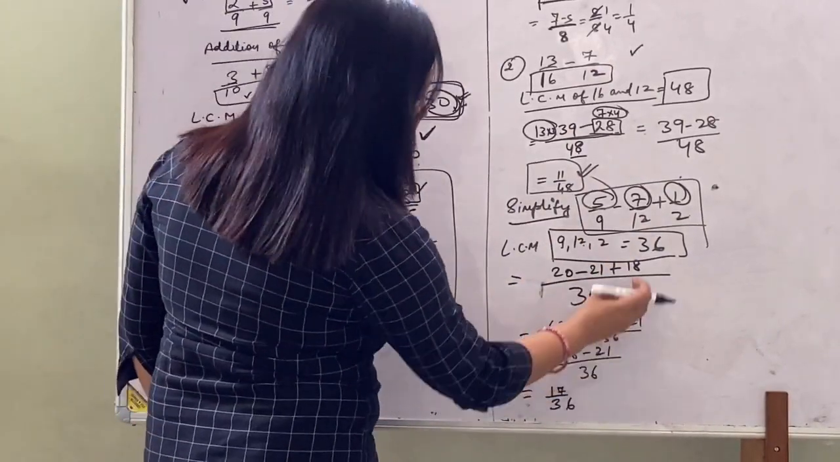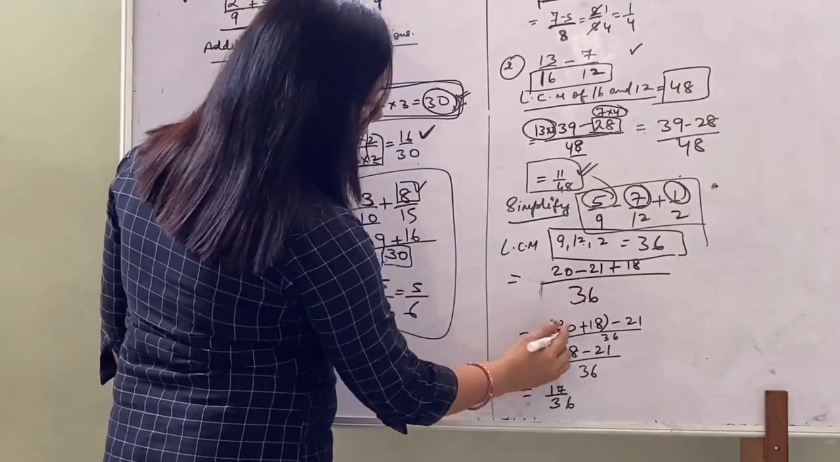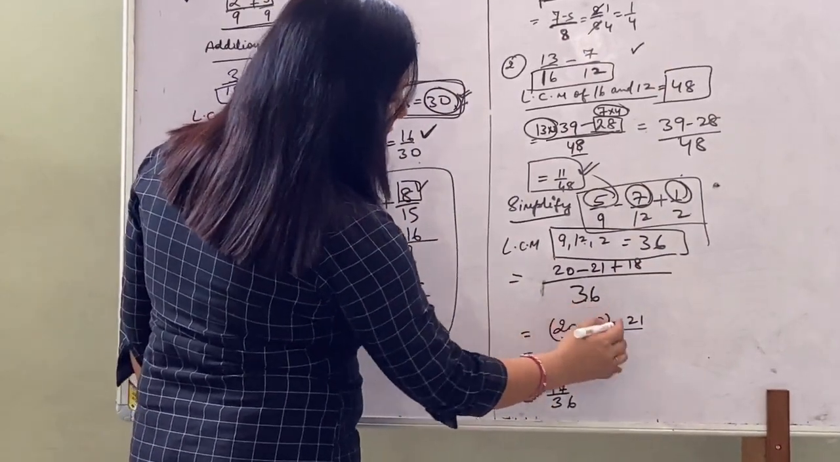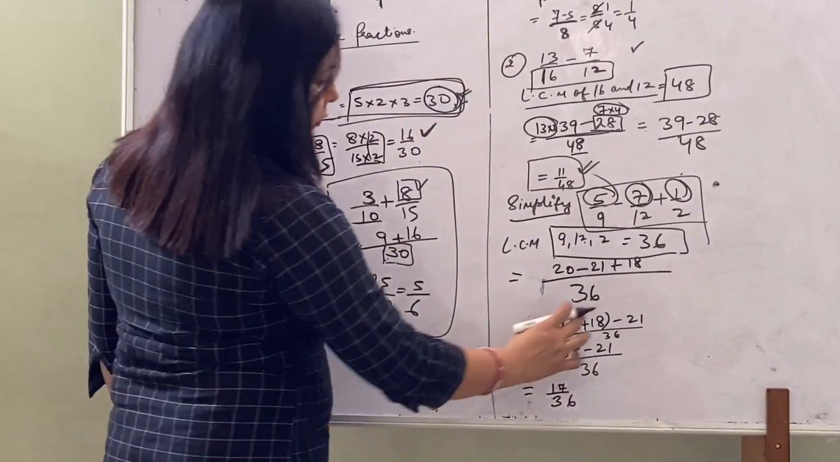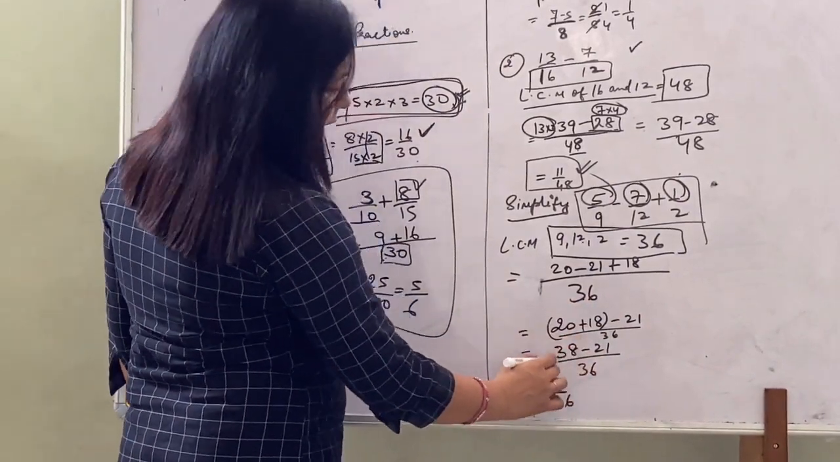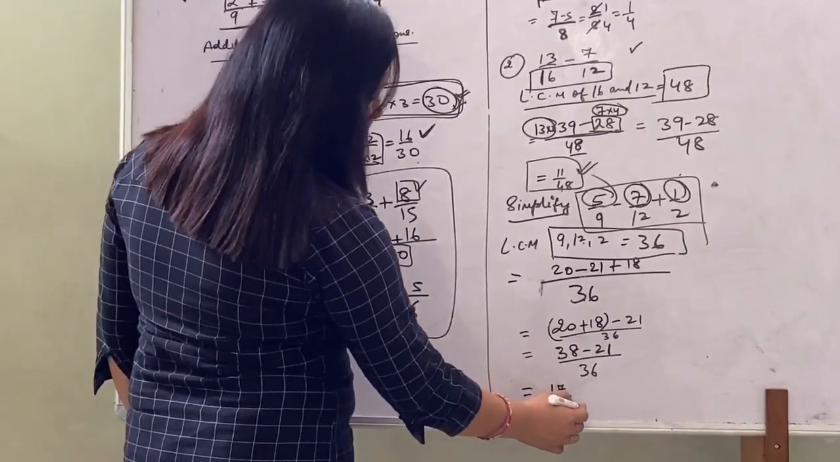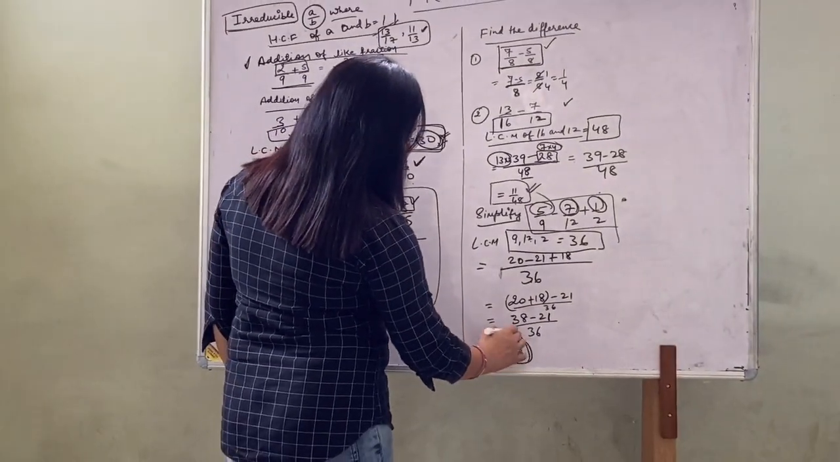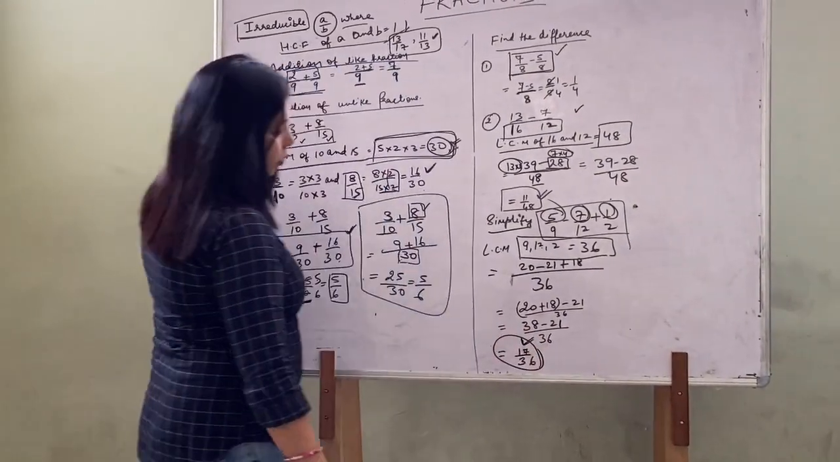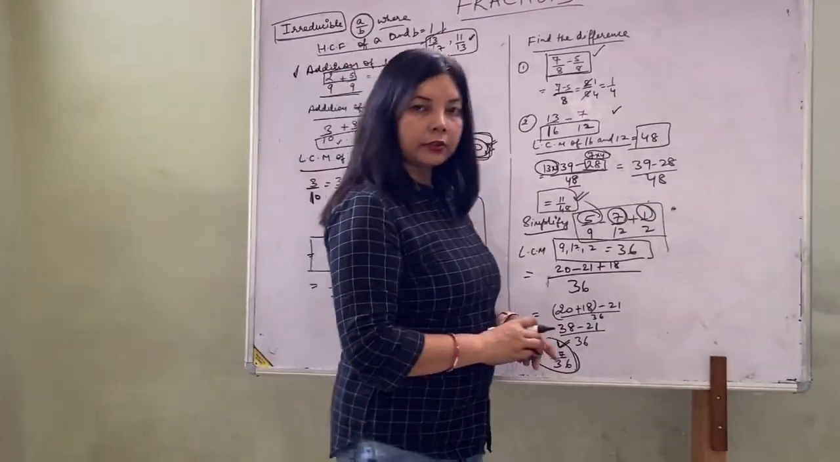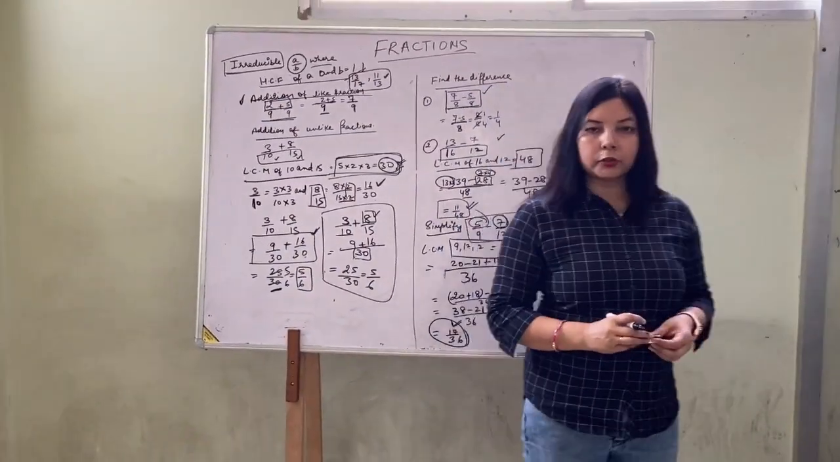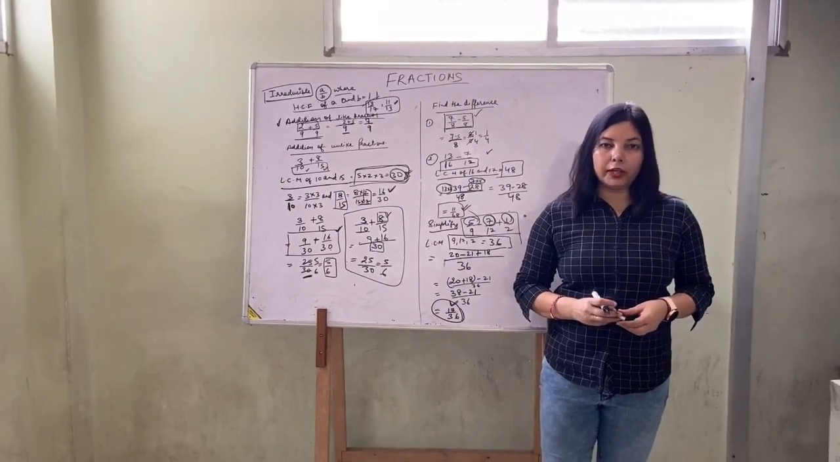First of all, we'll bring the add numbers together, that is 20 plus 18 minus 21. So first we will add, that is 38, and then we'll subtract 21 from it. So how much will it come? 17 by 36. So in this way we can do addition, subtraction and simplification of like and unlike fractions.